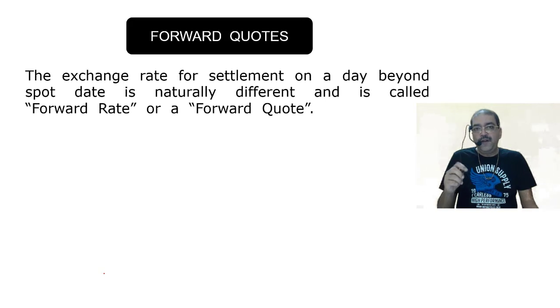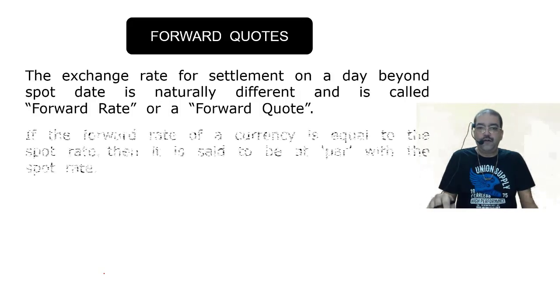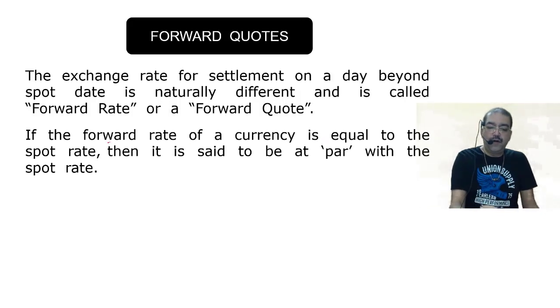Now, if that forward rate or forward quote is exactly equal to the existing rate, the spot rate, T plus 2, then we say that the forward is at par. Suppose the rate of dollar to rupees, spot rate, is 70 rupees to the dollar, and the 1 month forward rate is also 70 rupees to the dollar, then it is on par. So forward rate equal to the spot rate is said to be at par with the spot rate.